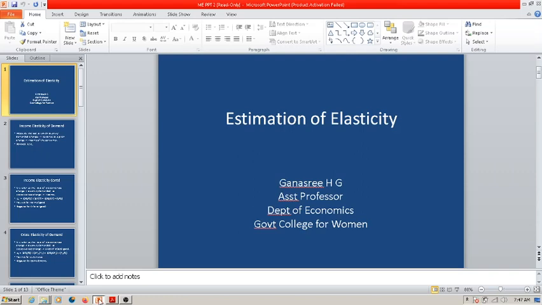Today, we are going to discuss the estimation of income elasticity and cross elasticity of demand. Also, we will be looking into the computation of elasticity with the help of partial derivatives.